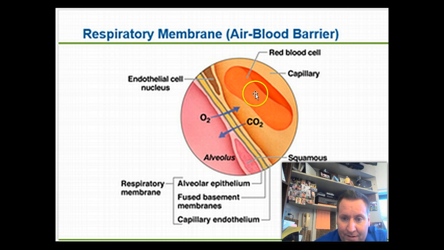Oxygen is going to get picked up by hemoglobin molecules. Remember, the red blood cell is basically a giant sac of hemoglobin, and these hemoglobin molecules pick up the oxygen and they transport it around throughout the bloodstream.